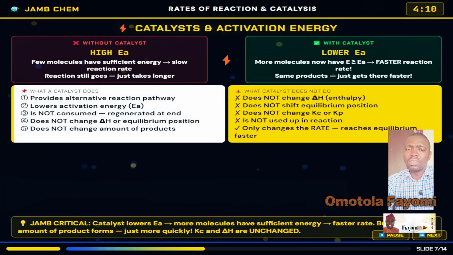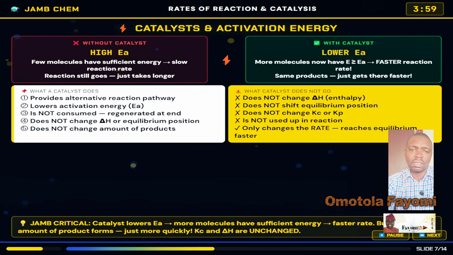Now we get to one of the most tested and most misunderstood topics in JAMB chemistry, catalysts. A catalyst is a substance that increases the rate of chemical reactions without being permanently consumed or chemically changed. The mechanism is elegant. A catalyst provides an alternative reaction pathway, a different route from reactants to products that has a lower activation energy. Think of it as building a tunnel through the energy hill rather than forcing molecules to climb over the top. With a lower EA barrier, a much larger fraction of molecules has sufficient energy to react at any given temperature, so the rate increases dramatically.